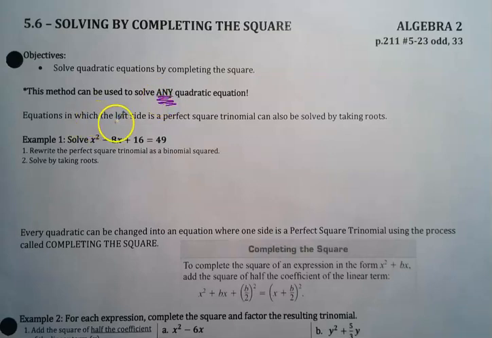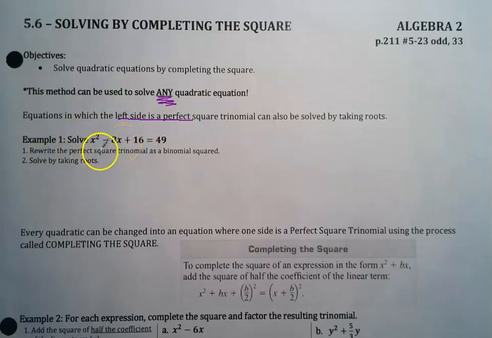Equations in which the left side is a perfect square trinomial can also be solved by taking roots. So that's helpful, but we're going to be completing the square, and that will make a little more sense in a bit. So example 1: solve x squared minus 8x plus 16 equals 49. This one's a perfect square trinomial. So this is what it's talking about, equations in which the left side is a perfect square, which is this one.